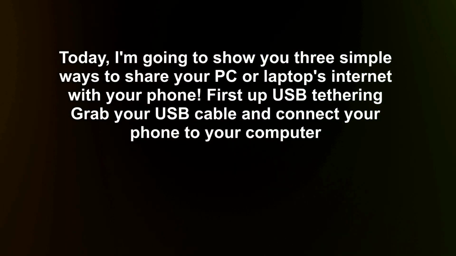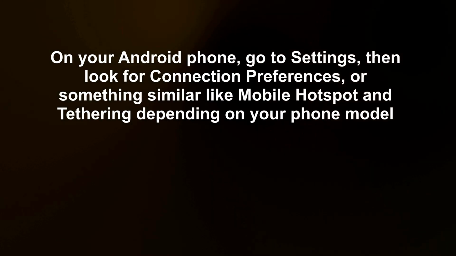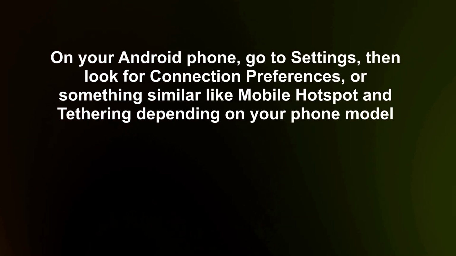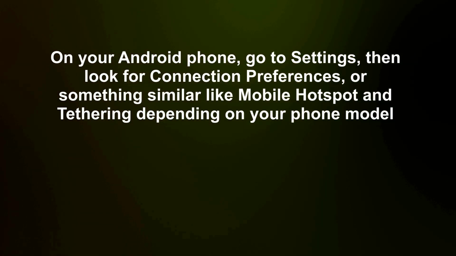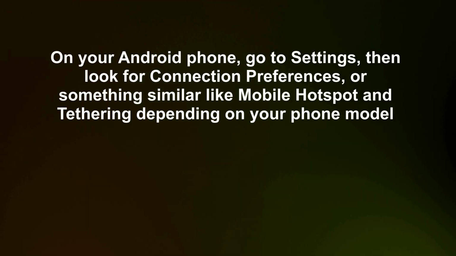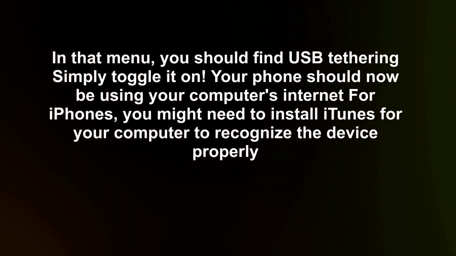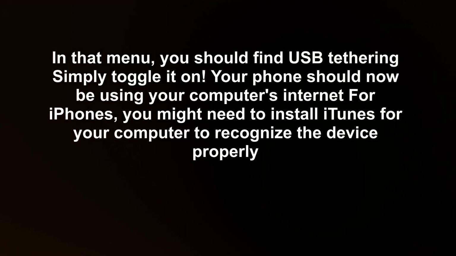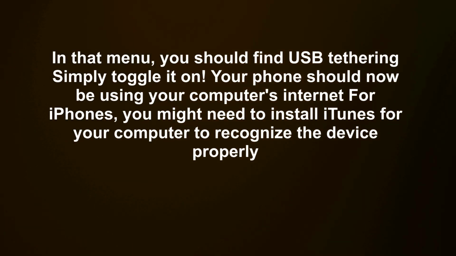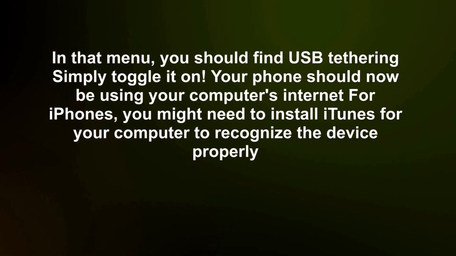First up, USB tethering. Grab your USB cable and connect your phone to your computer. On your Android phone, go to Settings, then look for Connection Preferences, or something similar like Mobile Hotspot and Tethering, depending on your phone model. In that menu, you should find USB tethering. Simply toggle it on. Your phone should now be using your computer's internet. For iPhones, you might need to install iTunes for your computer to recognize the device properly.